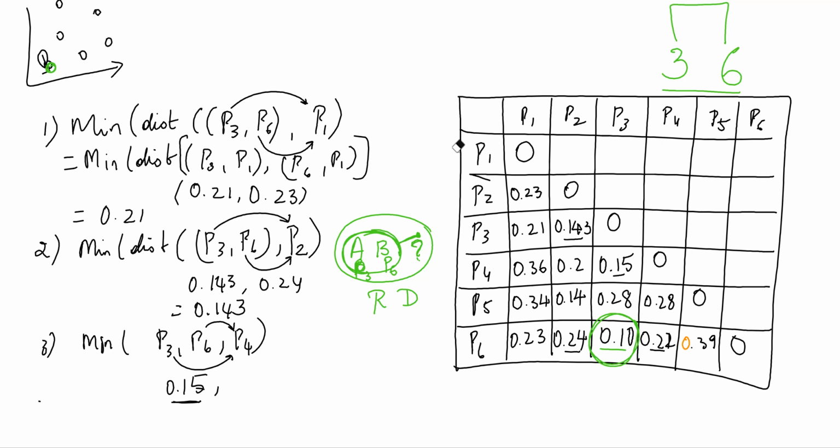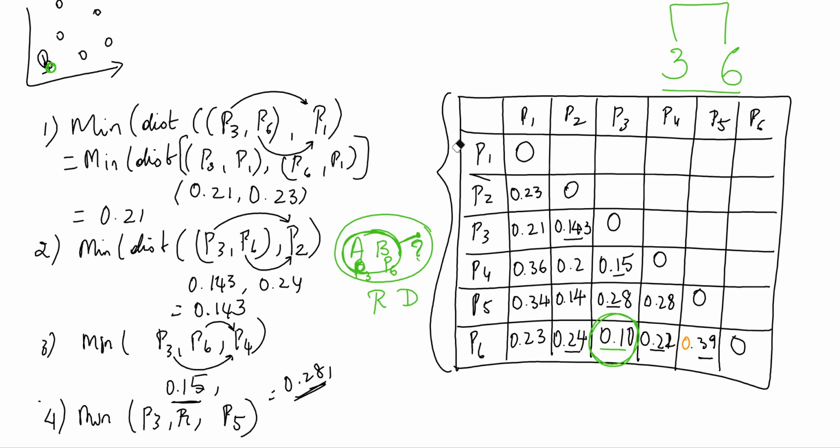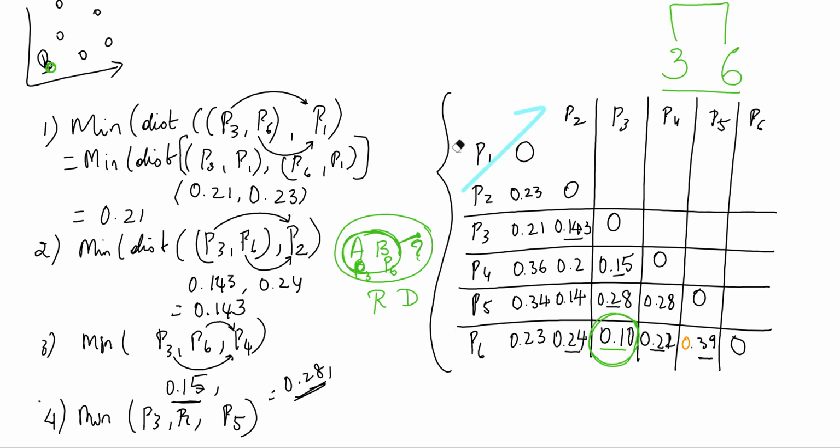And the last point I have is identifying the minimum distance from P3 and P6 with P5. From P3 to P5 is 0.28, comma, P6 to P5 is 0.39, so 0.28 is the smallest. So I've got all four values now. I will update this matrix now. Since I've got the distances, I can form a new cluster by looking at them. So I'll erase this table now and create a new table again.